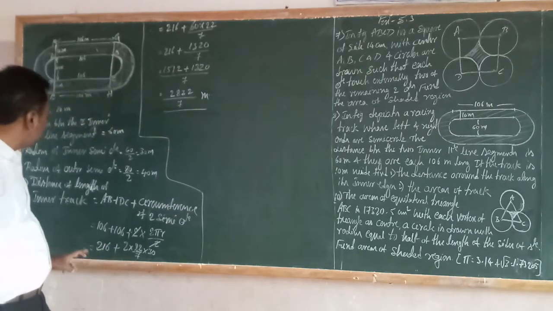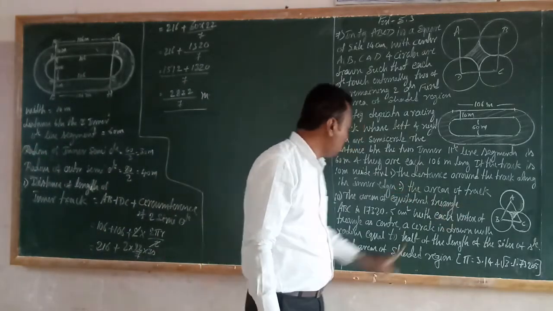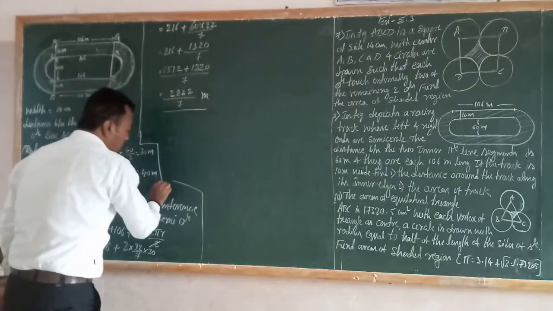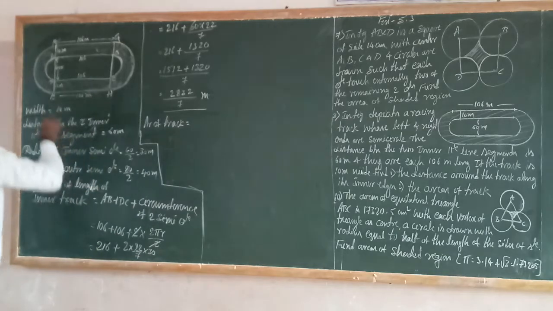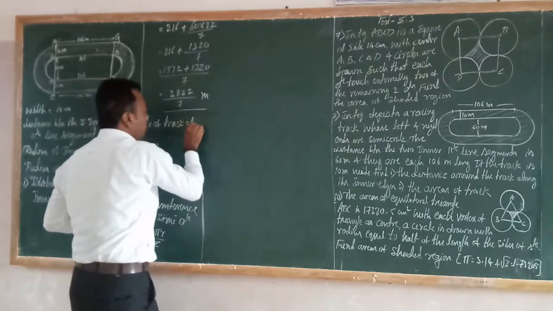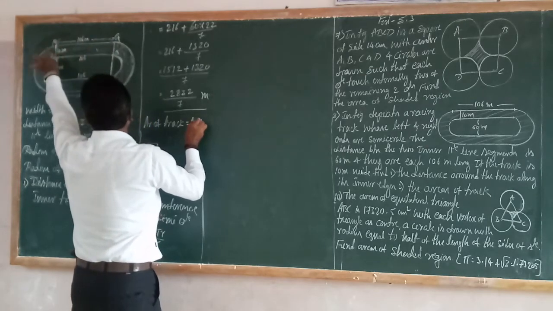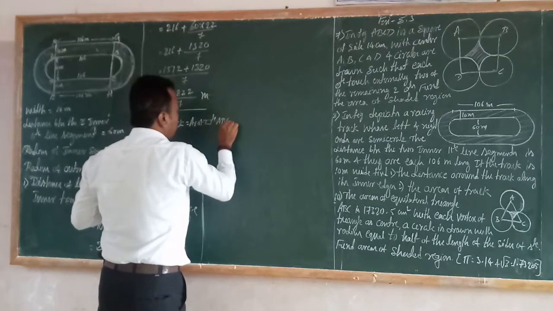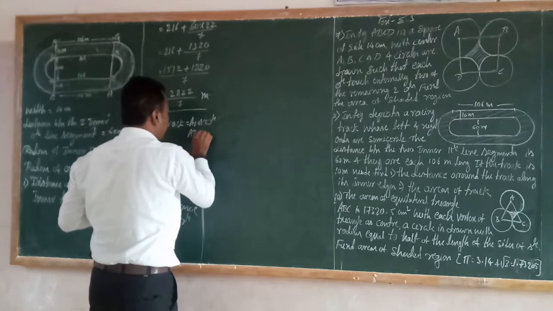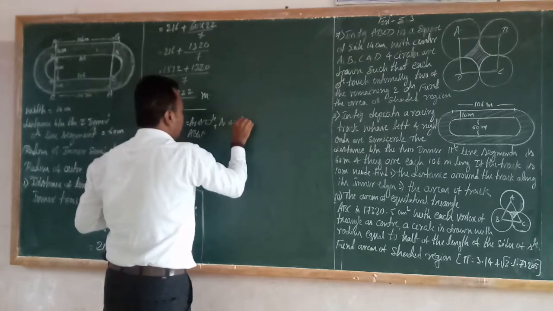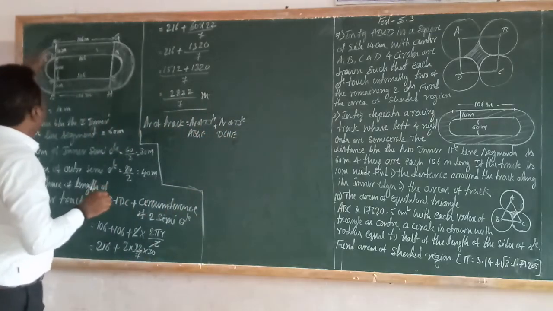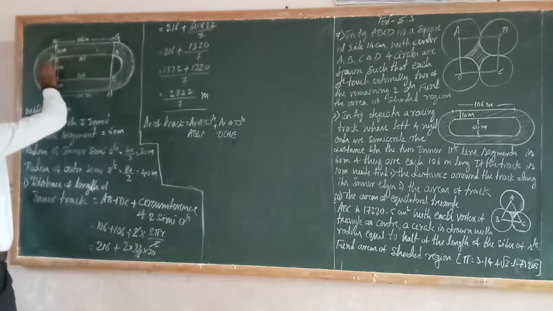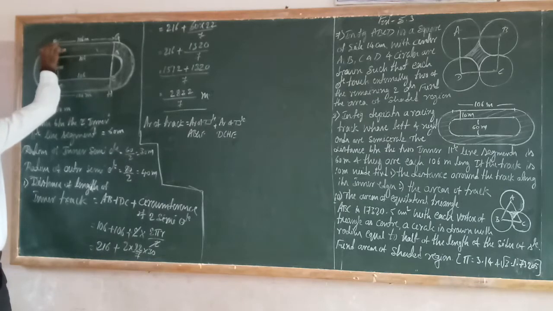So the first one is over. The second one, the area of the track. How are we calculating the area of the track? Look at the figure. Area of the track is equal to the area of rectangle ABGF plus the area of another rectangle BCHE. This is our outer semicircle and this is the inner semicircle. We have to calculate this shaded region. First we find the area of the outer semicircle minus the inner semicircle. We should get the shaded region.